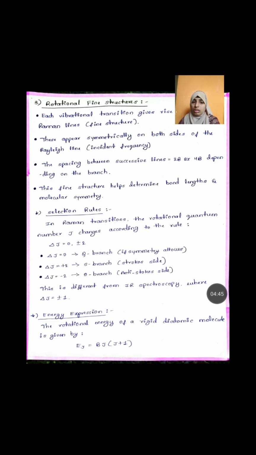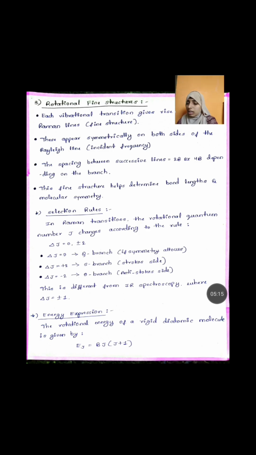Third is rotational fine structure. Each vibrational transition gives rise to multiple Raman lines, meaning fine structure. These appear symmetrically on both sides of the Rayleigh line, meaning the incident frequency. The spacing between successive lines equals 2B or 4B depending on the branch. This fine structure helps determine bond lengths and molecular symmetry.